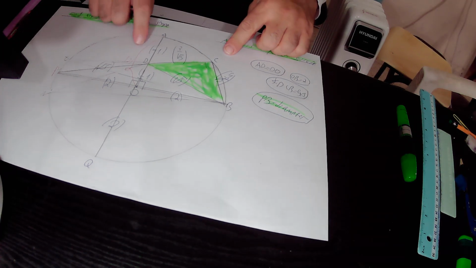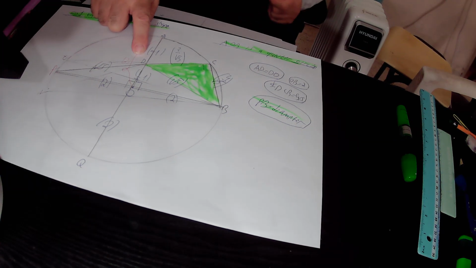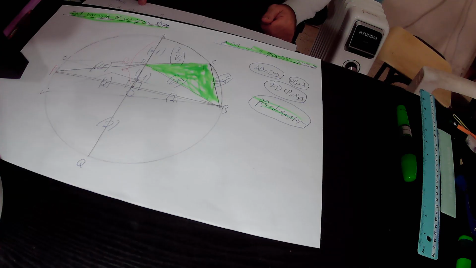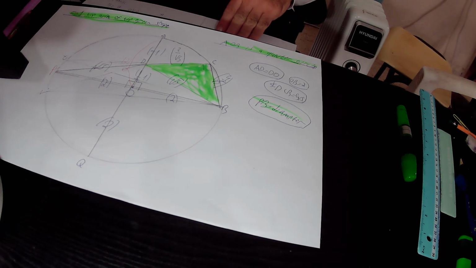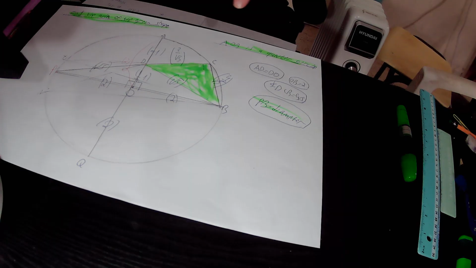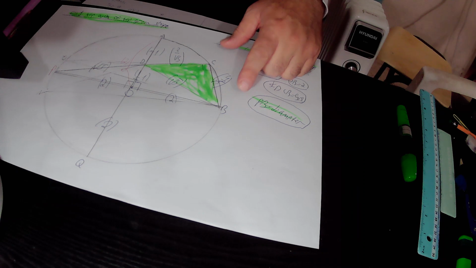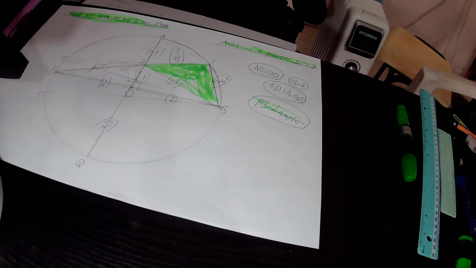This is the missing side CD. It equals 3 over square root of 5 units in length. Now we can implement the Pythagoras theorem on this green right triangle CDB in order to find the length of the missing side CB. According to the Pythagoras theorem, in this triangle CDB, DB squared, the square of the hypotenuse, equals DC squared plus CB squared.